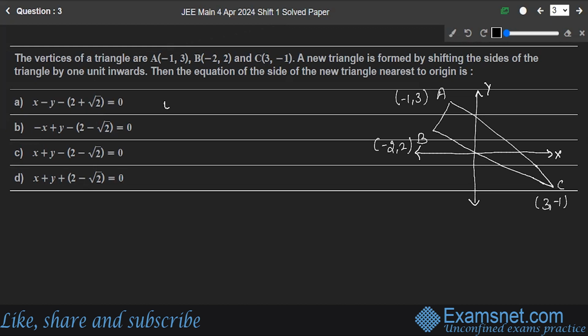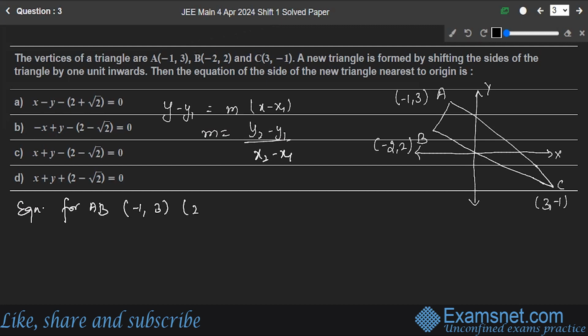First thing, you know the general formula, y minus y1 is equal to m into x minus x1, where m is equal to y2 minus y1 upon x2 minus x1. So here you have the 2 coordinates, A and B. First of all, let's make the equation for AB. A has the coordinates minus 1 comma 3 and B has the coordinates minus 2 comma 2.